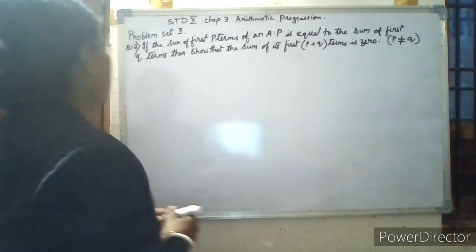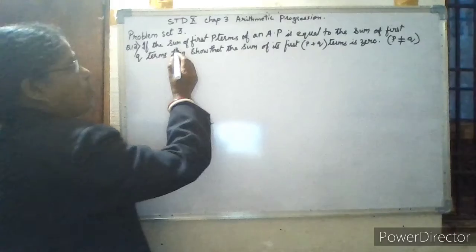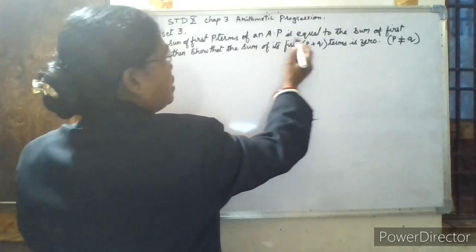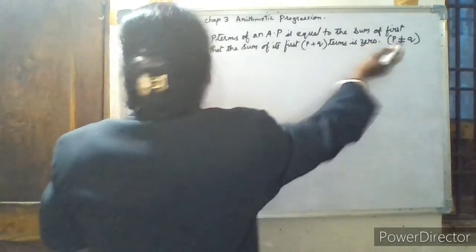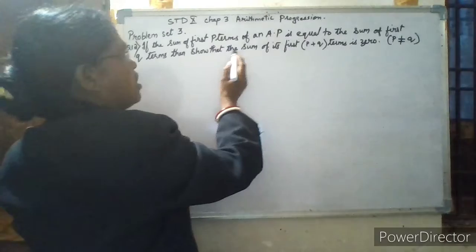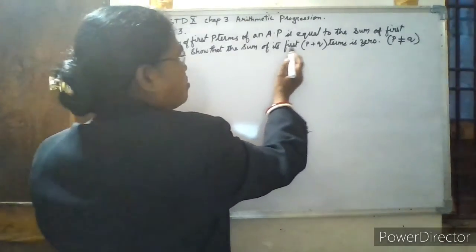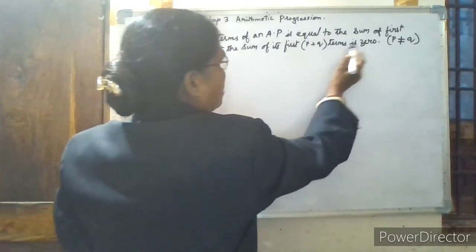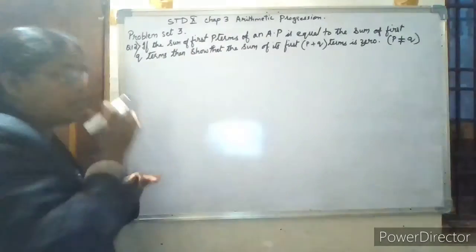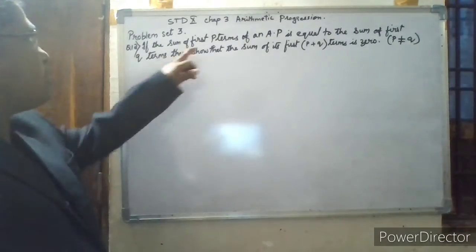Now the question is, if the sum of first p terms of an AP is equal to the sum of first q terms, then show that the sum of its first p plus q terms is 0. Here it is given that p is not equal to q. So they are two different terms.